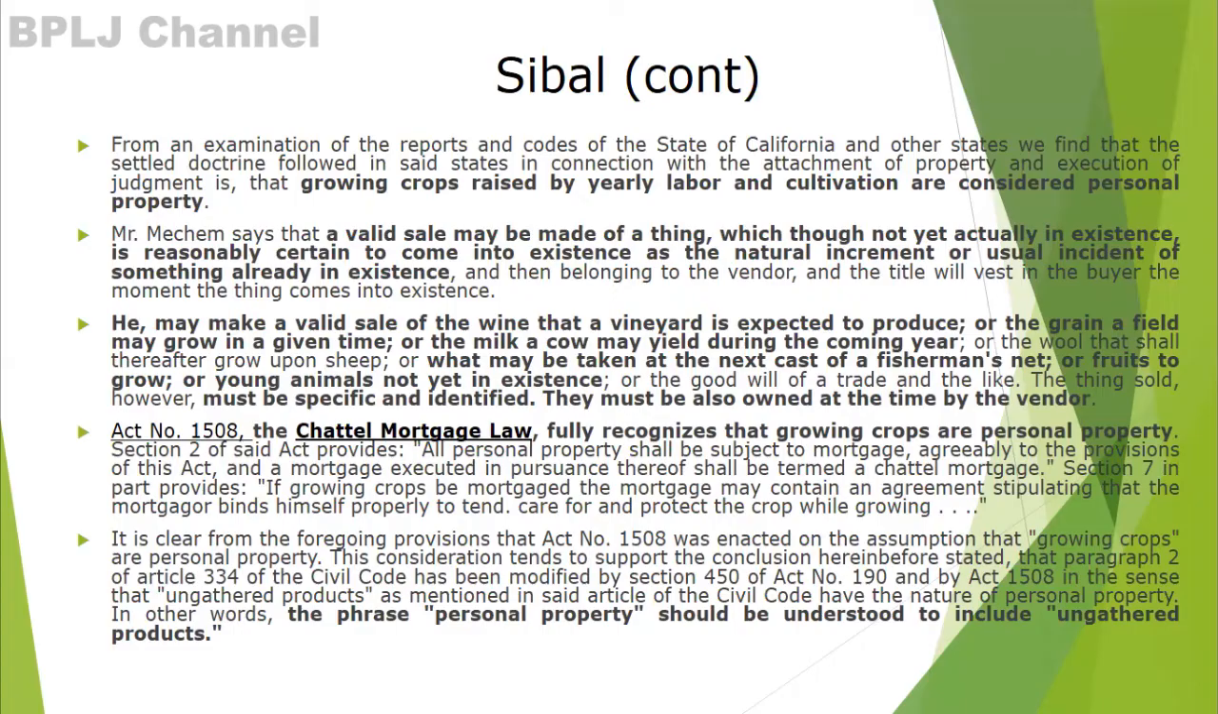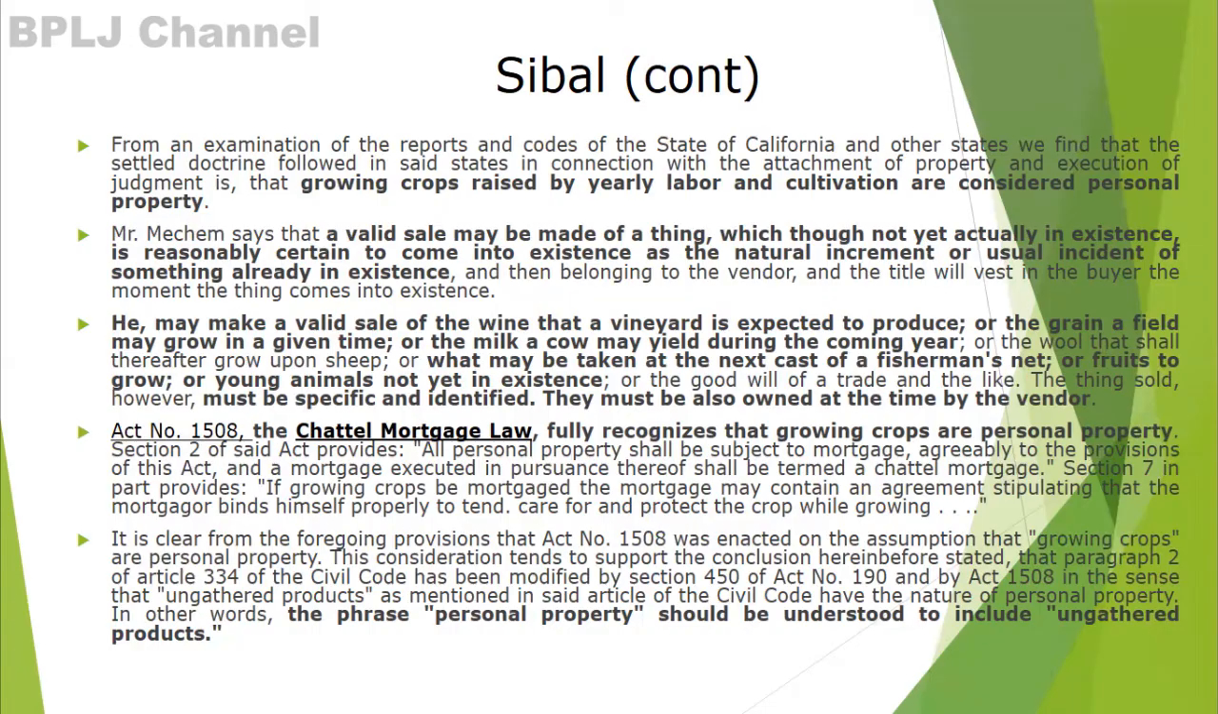A valid sale may be made of a thing which, though not yet actually in existence, is reasonably certain to come into existence. So he may make a valid sale of the wine that a vineyard is expected to produce. So, for example, the grapes which are still hanging and are not yet harvested, they can be considered as personal properties through the doctrine of mobilization by anticipation.